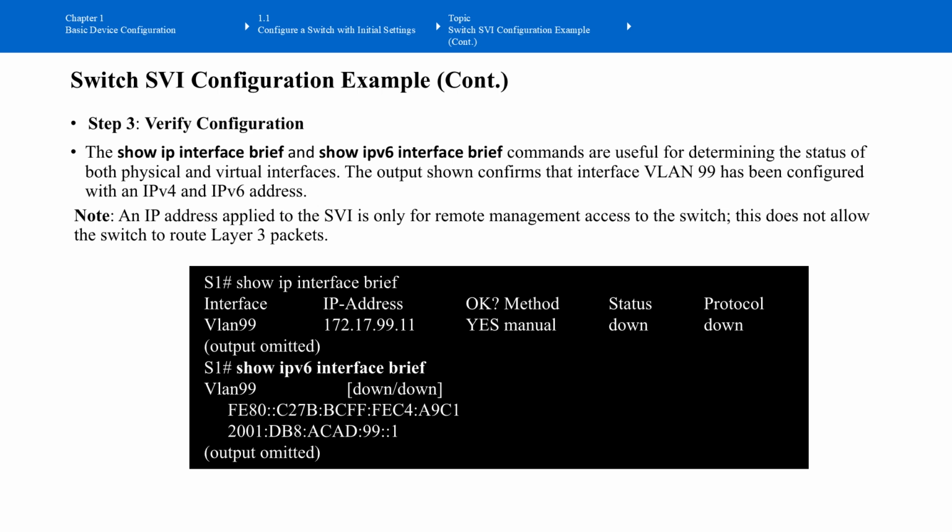So if you enter show ip interface brief, it summarizes the key information such as currently VLAN 99 is available, and the IP address assigned to it, which is 172.17.99.11. Currently it is in the shutdown mode, which means it's not on yet. To turn this on, we need to use the no shutdown command. And then if you want to see the IPv6 related information, of course, use the show ipv6 interface brief command.